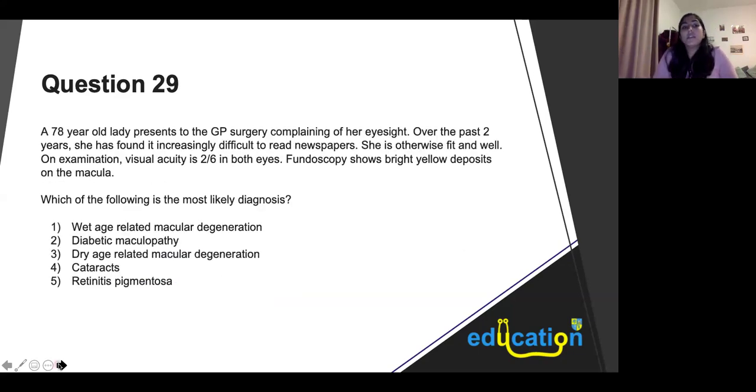29. So a 78-year-old lady presents to GP complaining of her eyesight. Over the past 2 years, she's found it difficult to read newspapers. She's otherwise fit and well. On examination, her visual acuity is 2 out of 6 in both eyes. Fundoscopy shows bright yellow deposits on the macula. Which of the following is the most likely diagnosis?